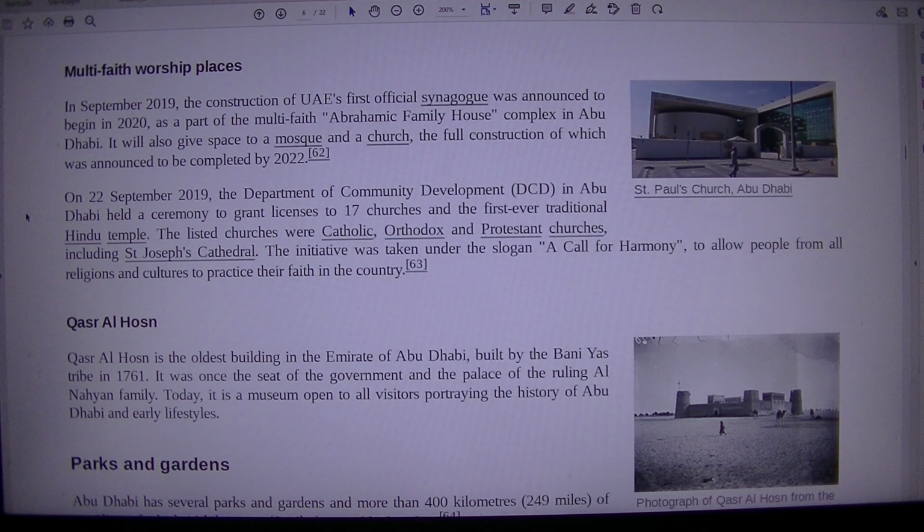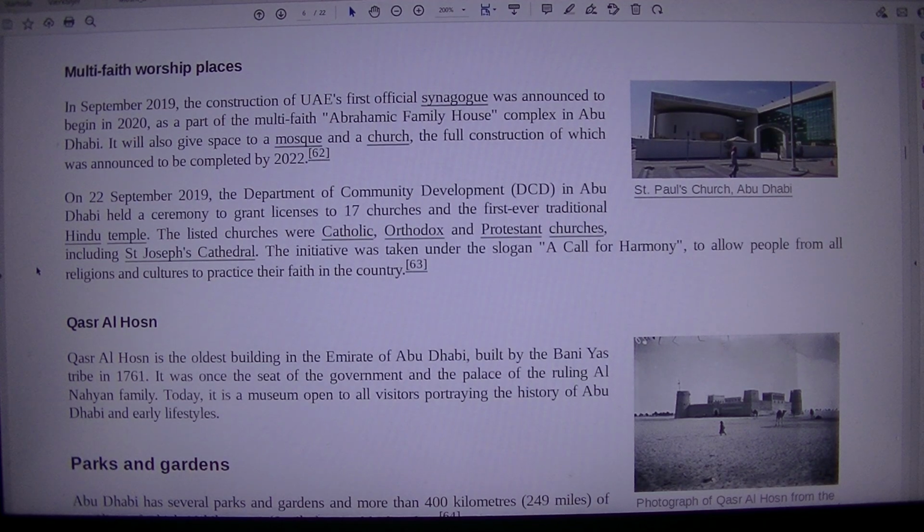62. On the 22nd of September 2019, the Department of Community Development, DCD, in Abu Dhabi held a ceremony to grant licenses to 17 churches and the first ever traditional Hindu temple. The listed churches were Catholic, Orthodox and Protestant churches, including St. Joseph's Cathedral. The initiative was taken under the slogan "A Call for Harmony," to allow people from all religions and cultures to practice their faith in the country.